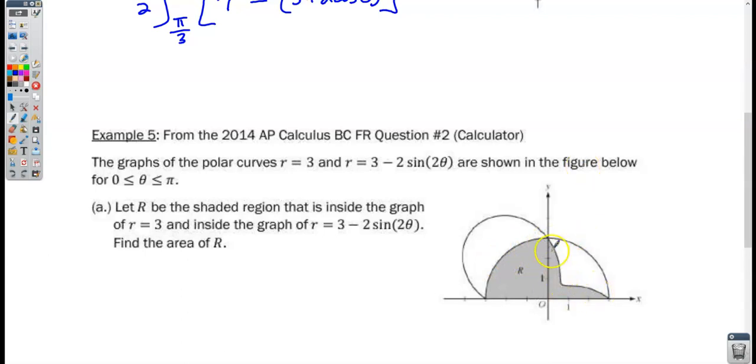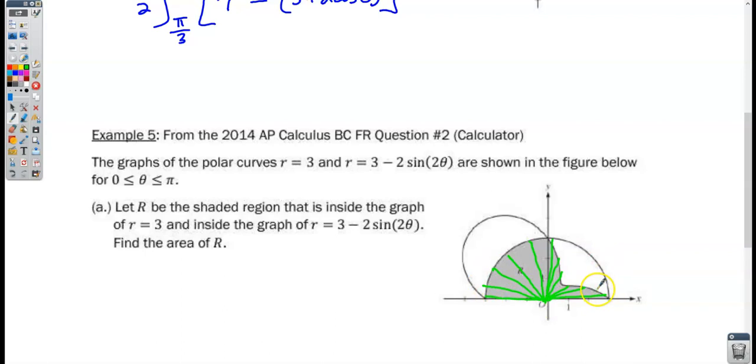Let R be the shaded region that is inside the graph of r equals 3 and also inside the graph of r equals 3 minus 2 sine of 2 theta. Find the area of R. So we are going to actually have to calculate the area. So think about the segments emanating from the origin to these curves, and we have a definite transition that goes on.